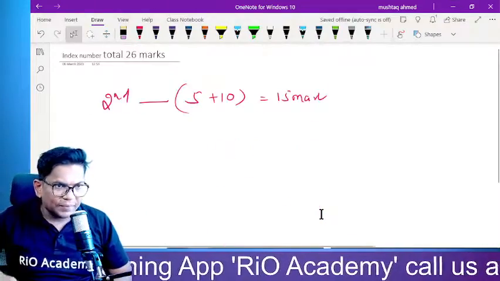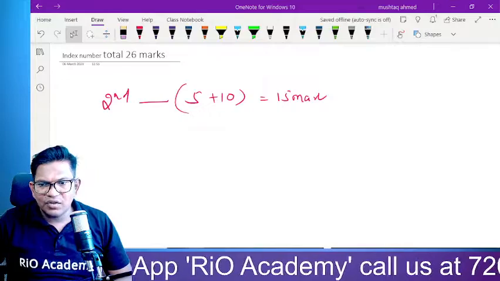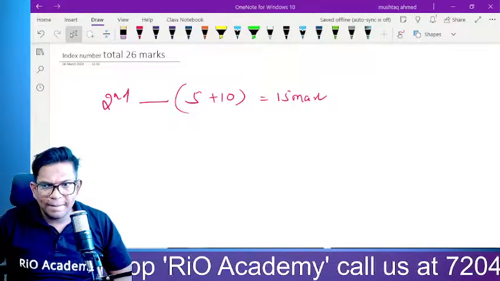Chalo bachcho, start karte hain. Sir, 1 marks the questions yele dave. Here is that. Let's start the 1 marks questions.